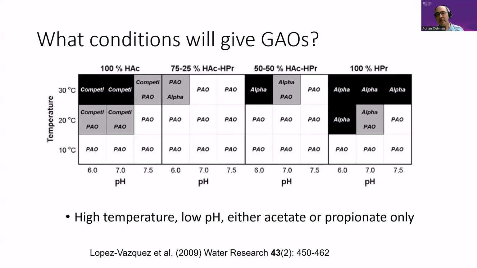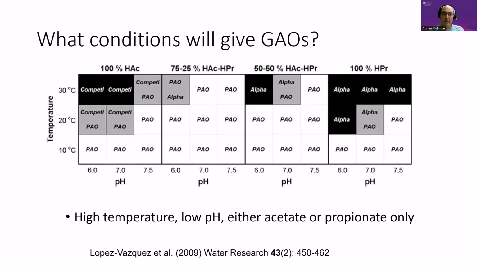So what you can do is look at the combination with mathematical models. You can employ mathematical models to predict what will be the impact on POWs versus GAUs, basically what combination of conditions will lead to GAUs growing and what will lead to POWs growing. And that's something published, shown by Lopez Vasquez et al.